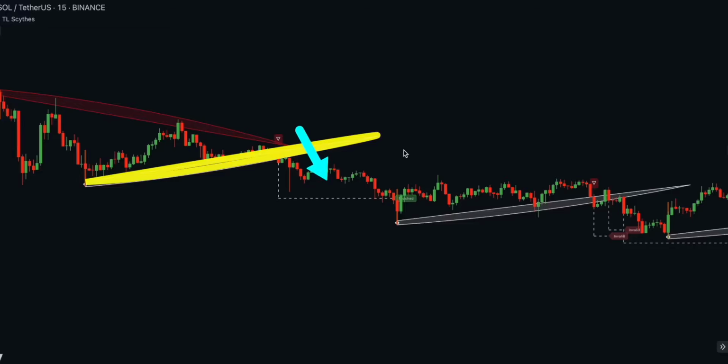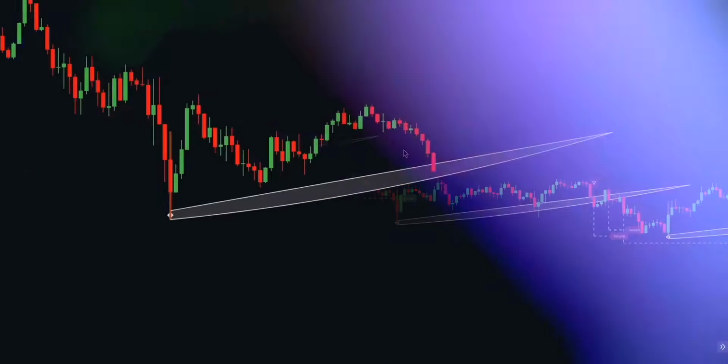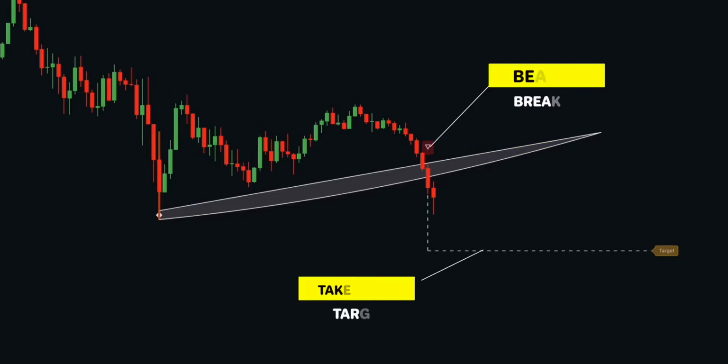Trendline Scythes includes features for automatic breakout detection, signaling potential trend changes. Additionally, the indicator assists with target detection, helping traders set realistic and data-driven profit-taking levels based on market volatility.